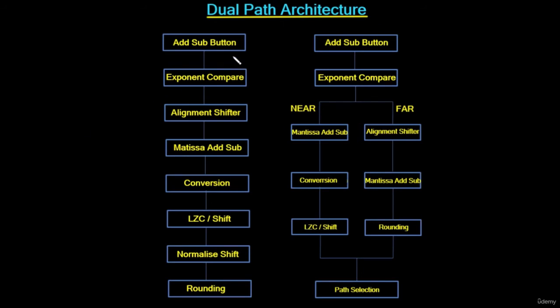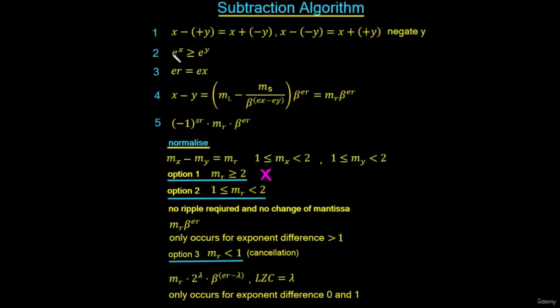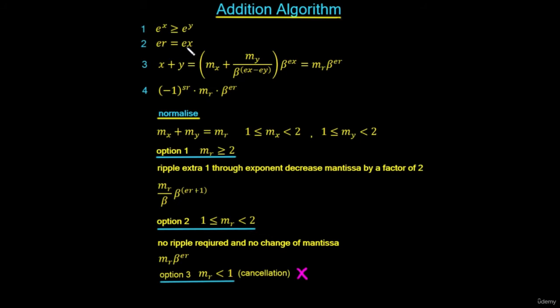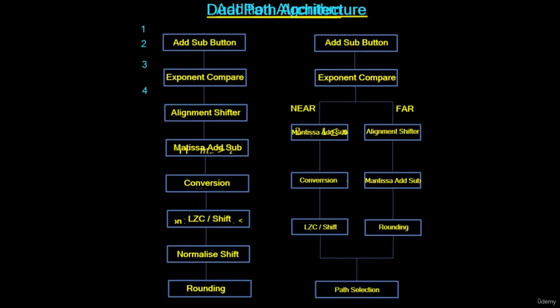Our first box here is the add and subtract button, and if it's pressed, then we're going to do the negation of the y value. Now the next thing we're going to do is compare the exponent, and you can see that to compare the exponent, we want to ensure that ex is greater than or equal to ey, and we do that whether we're doing the addition or the subtraction. So the same line appears here. It means that the second box down here is compare the exponent, and you can see that that happens in both architectures. Now this is where it starts to differ.